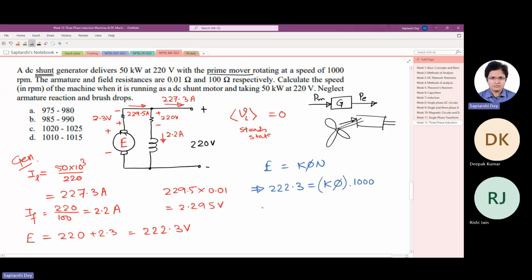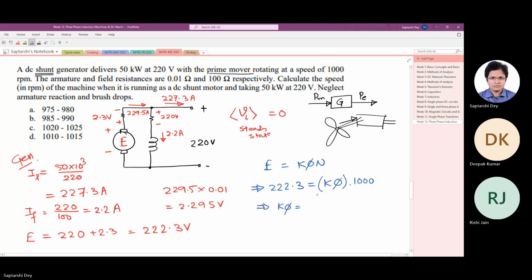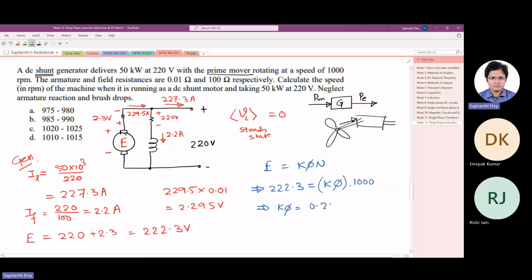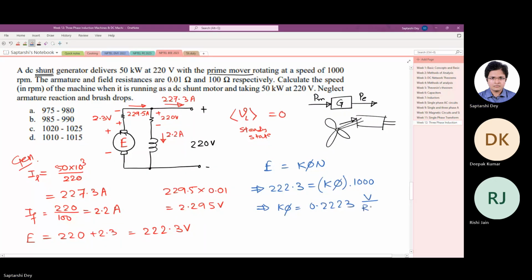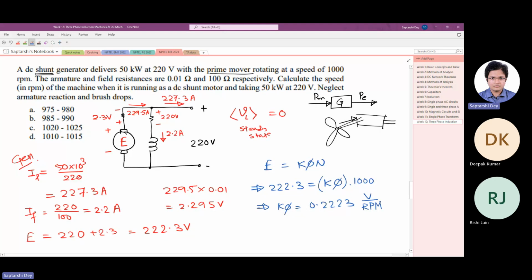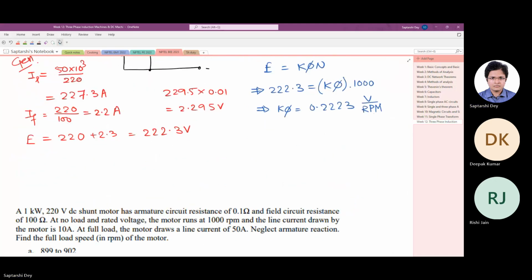So K phi becomes 0.2223, and we will write the unit, it becomes volt per RPM. Now this is the K phi of the motor. If you keep the field constant in the motoring mode also, this K phi is not going to change. That will remain the same. Now the next part is to calculate the speed of the machine when it is running as a DC shunt motor and taking 50 kilowatt at 220 volt.